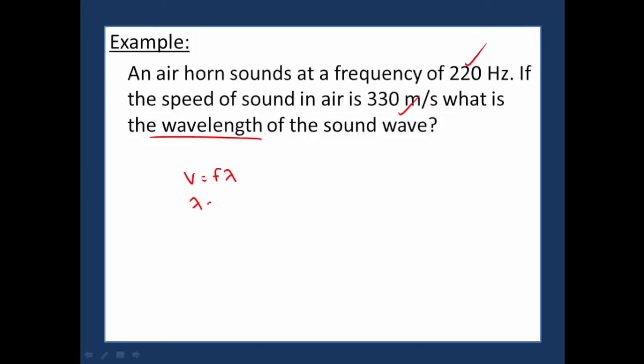for lambda. So lambda equals v over f, which equals 330 meters per second divided by 220 hertz. And that's going to give us an answer of 1.5 meters. So again, all the units were just nice and easy, so we can just plug and chug. Let's try one more, and then I'll send you on your way.